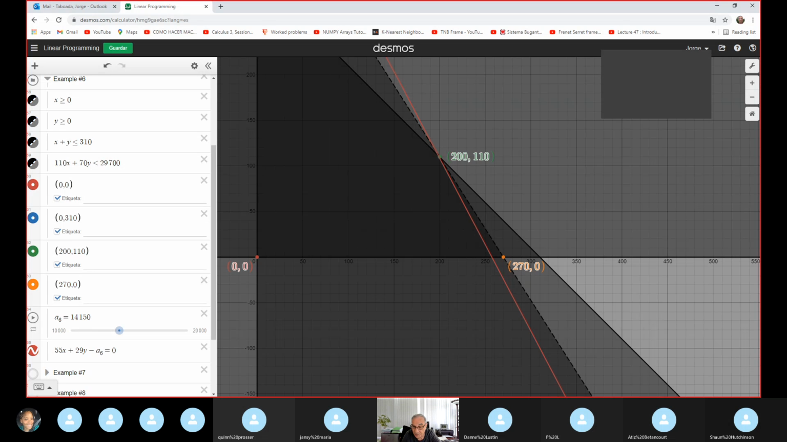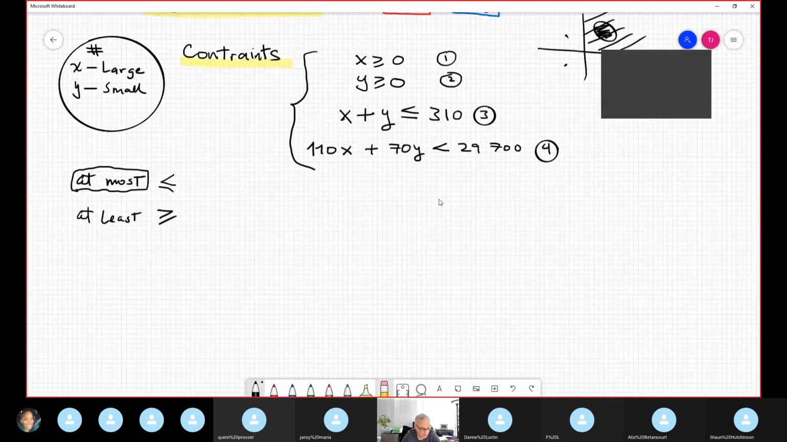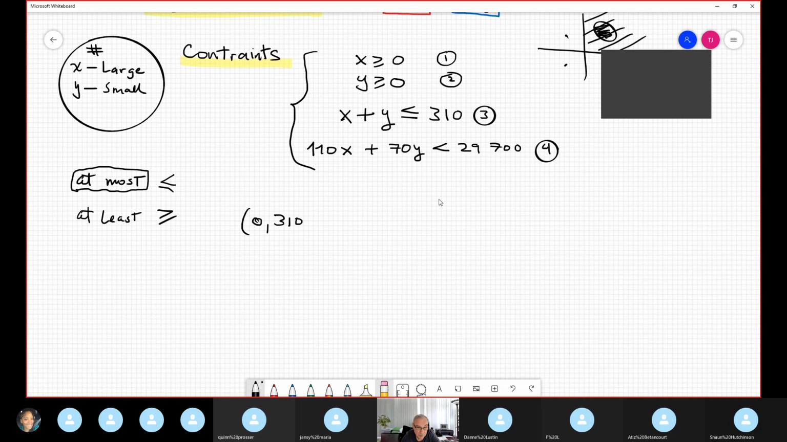Yeah, I discover we have 3 famous points. We have 3 famous points. The point was 0, 310. Another point was 200. And the other point is 270, 0. Now remember, X is large, it's important the organization. And Y is the small. So we have 3 combinations.